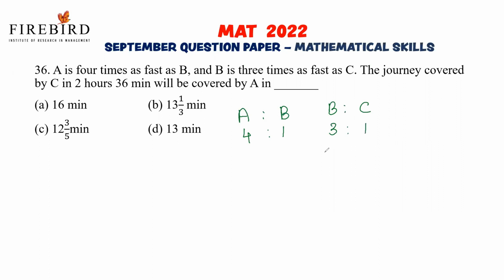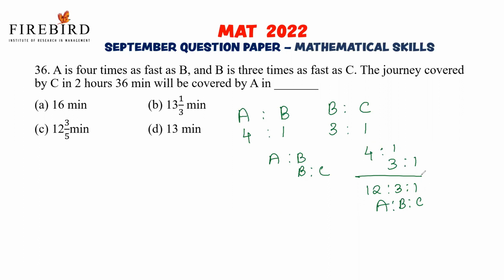So 3:1. The journey covered by C in 2 hours 36 minutes will be covered by A in how many minutes, they're asking. Combine the ratio first. A is to B is to B is to C, right? So 4:1 is to 3:1. I'll get 4 threes are 12 is to 3:1. A is to B is to C.